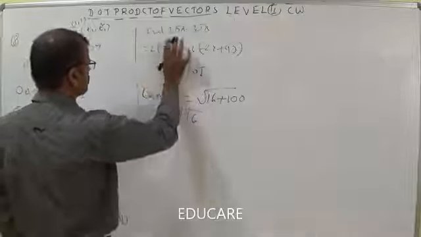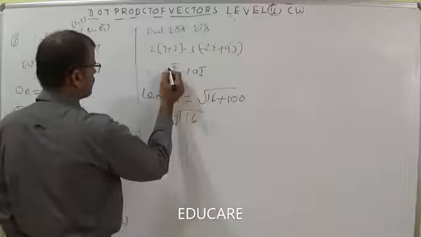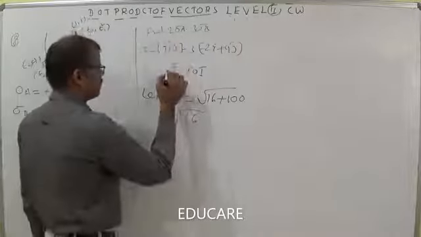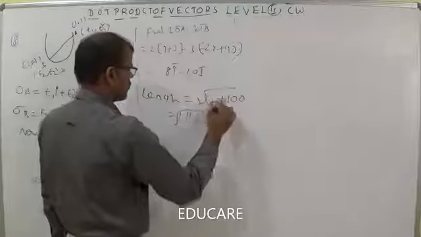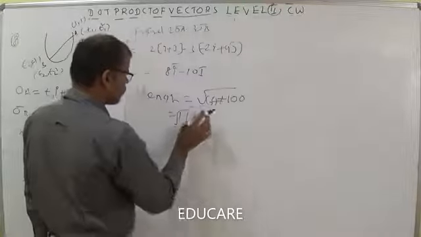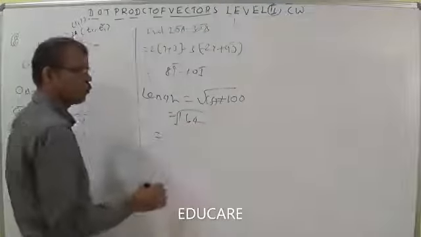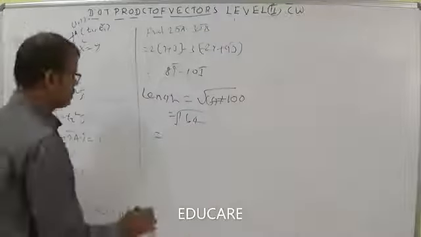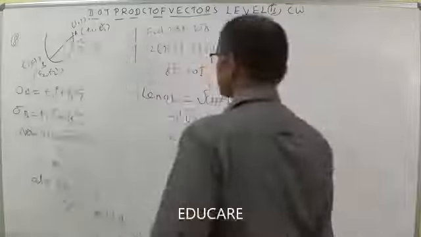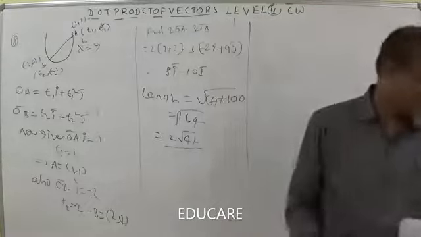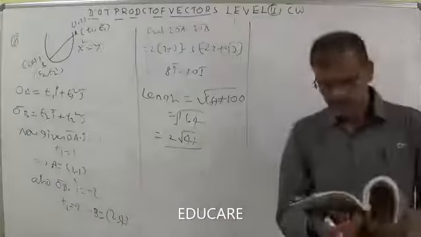2i plus 6i, you can write here 8i. The value is 8i, so not 16 here, 64. 64 plus 100, 164. 164, 4 fours are 16, so you can write here 2 root 41. 2 root 41 is the correct option. The correct option is 2 root 41, the fourth one.